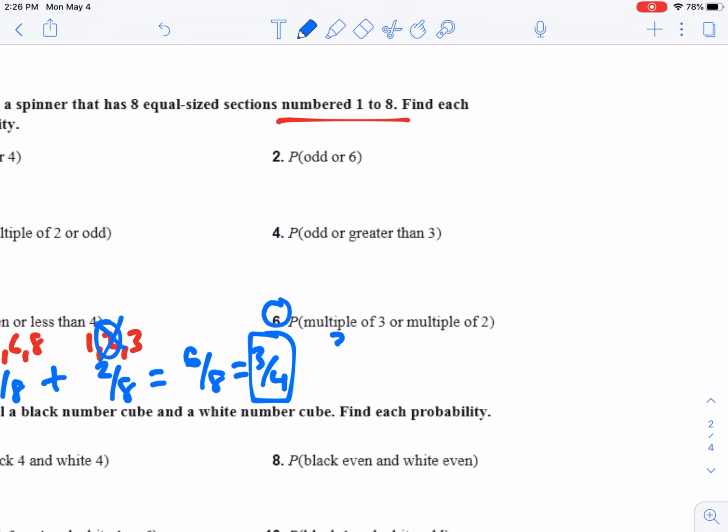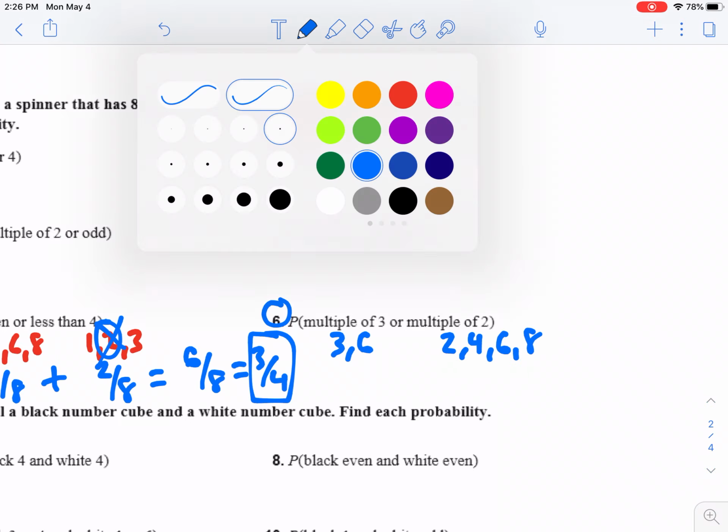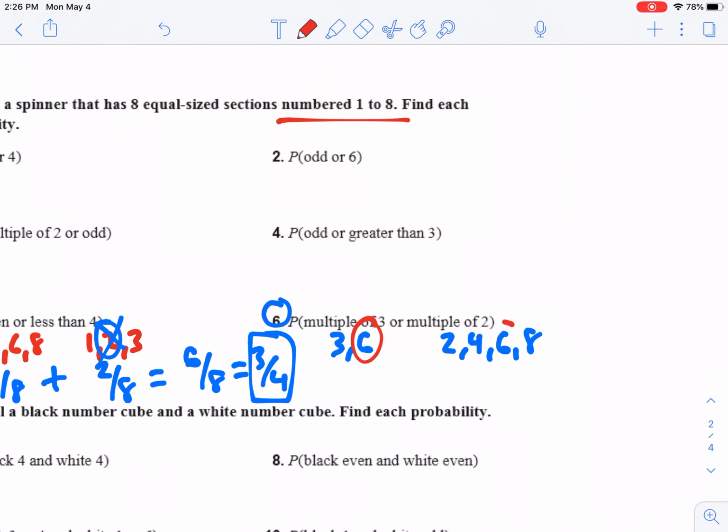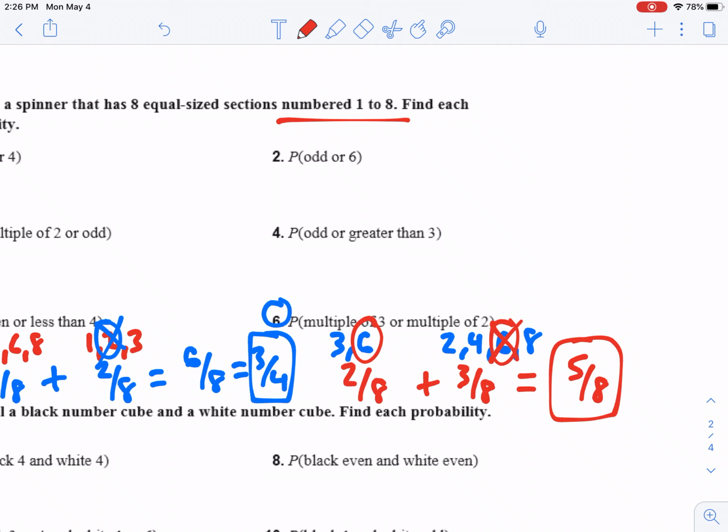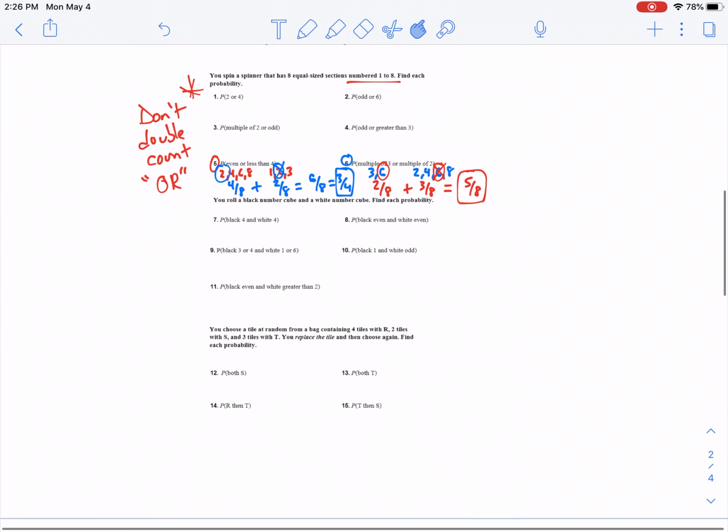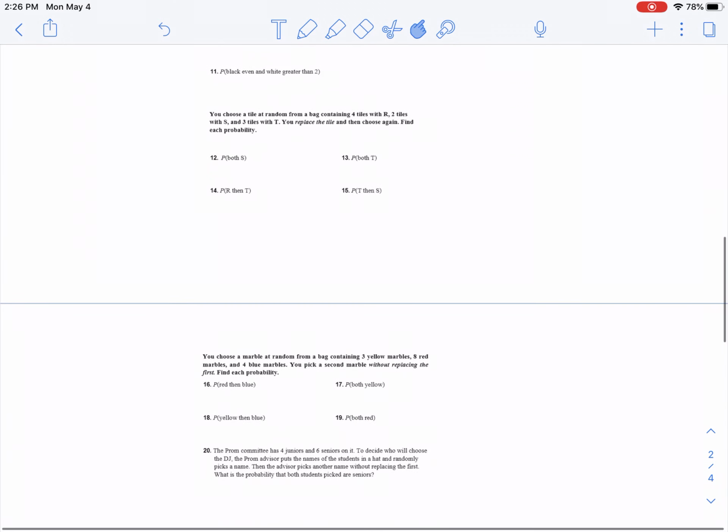Multiples of 3 are 3 and 6. Multiples of 2 are 2, 4, 6, and 8. The number 6 shows up in both lists. So we cross it out of one of the lists. It doesn't matter which list you cross it out of. It could be either one. And then you just add. So this would be 2 out of 8. This would be 3 out of 8. Add them together. You get 5 out of 8 is your probability of multiple of 3 or multiple of 2. All right. The rest should be pretty self-explanatory.